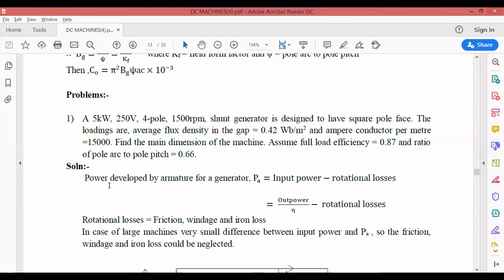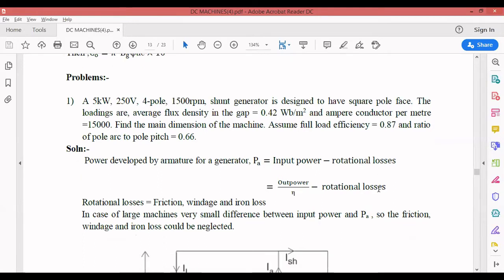Now, let us see. Power developed by the armature of a generator, PA, is equal to what? Input power minus rotational losses. In general, you can take all the losses. I have written here rotational losses, but you can take all the losses. So for a generator, you are going to do the input power. Input power is nothing but the power given from the turbine, or power given by your prime mover.